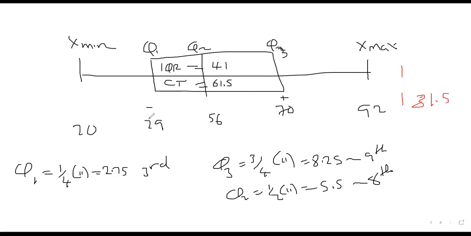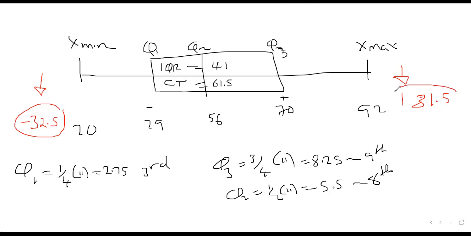131.5. But on the lower limit, 29 minus 61.5. What do we get? Negative 32.5.